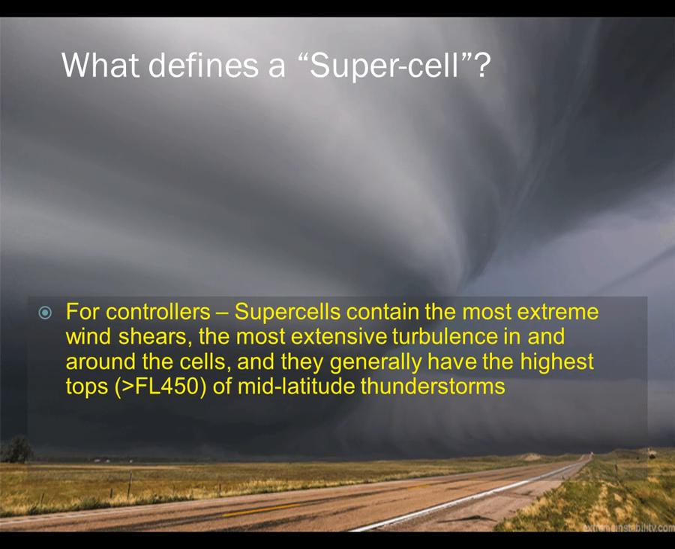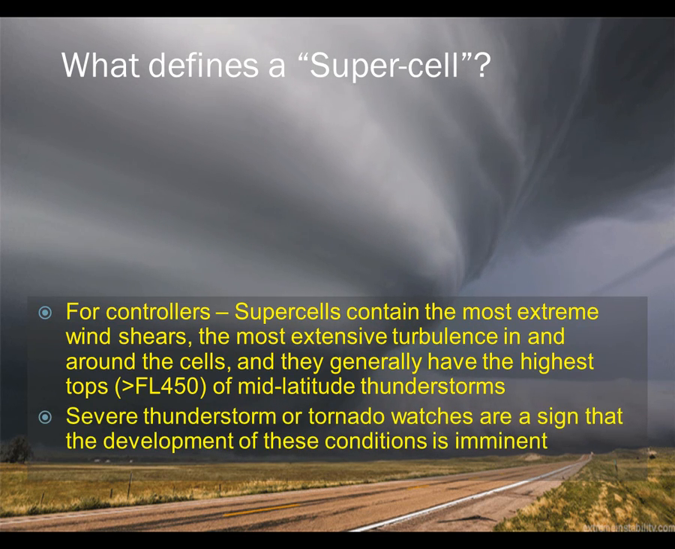For controllers, supercells contain the most extreme wind shears, the most extensive turbulence in and around the cells, and they generally have the highest tops of mid-latitude thunderstorms. One thing to keep an eye on is the presence of severe thunderstorm or tornado watches. They are a sign that the development of these conditions is imminent.